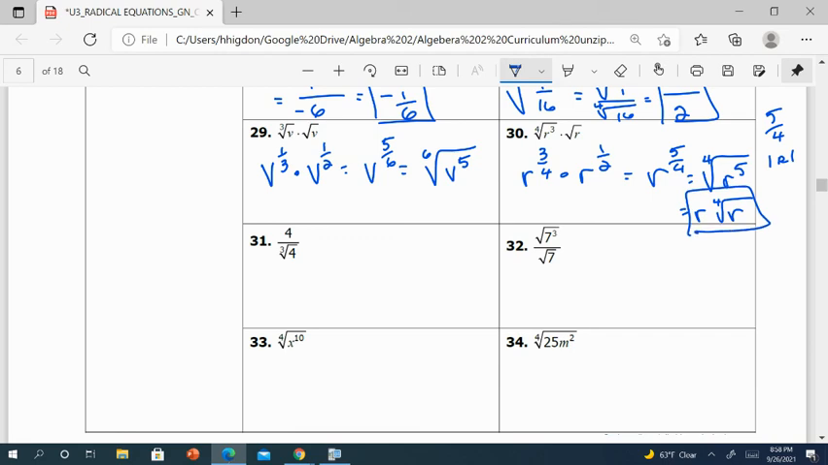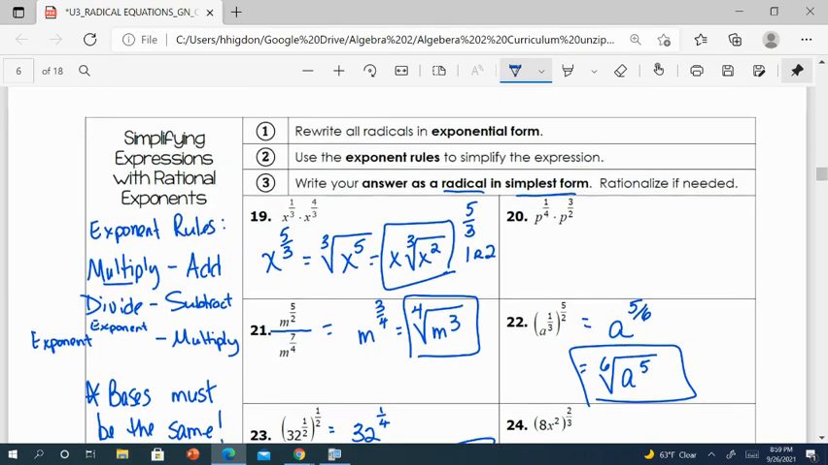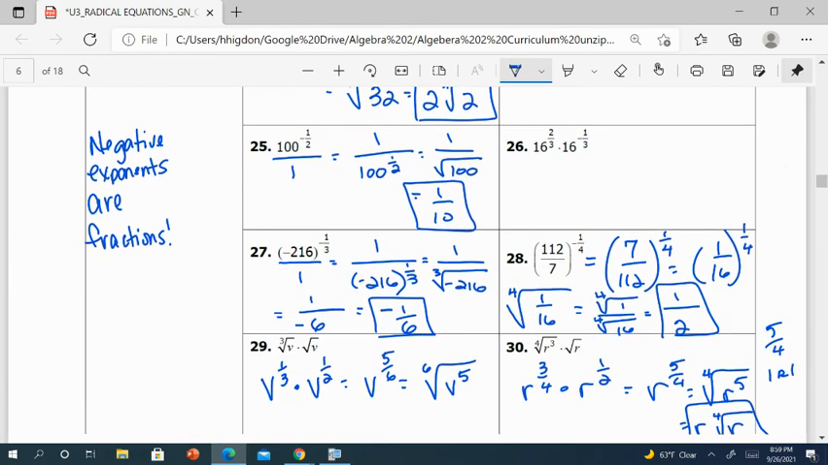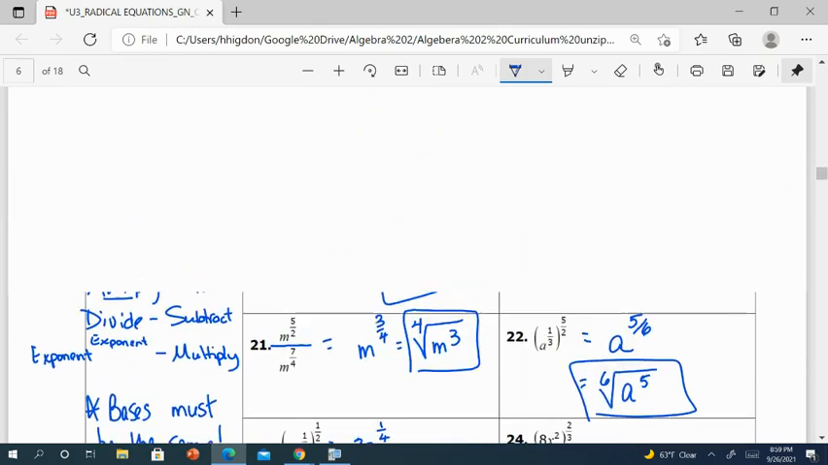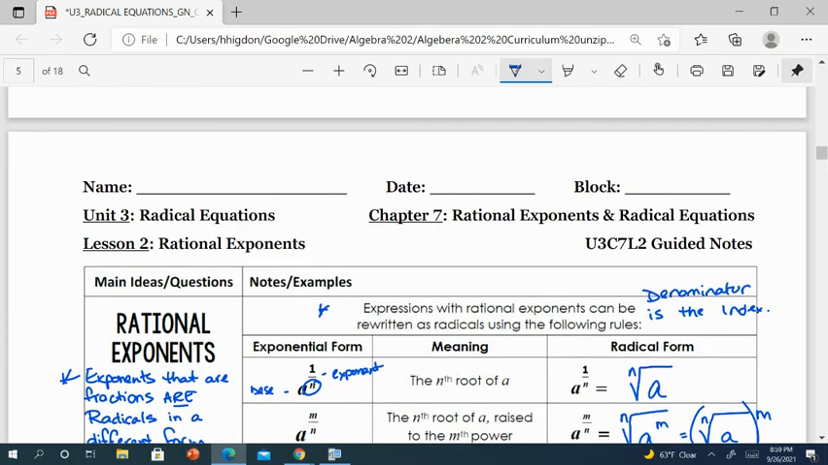The rest of these are going to be very similar after you change them to exponent form. You're going to work them just like we've done the rest of these on 19 through 28. So those are your notes on lesson number 2 of chapter 7.